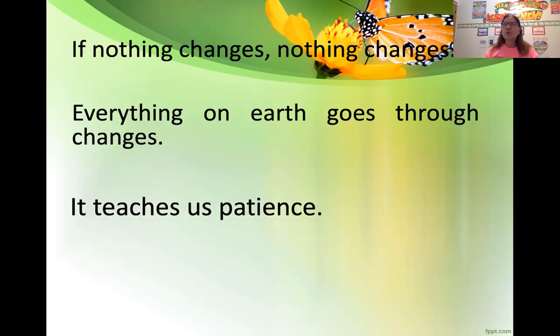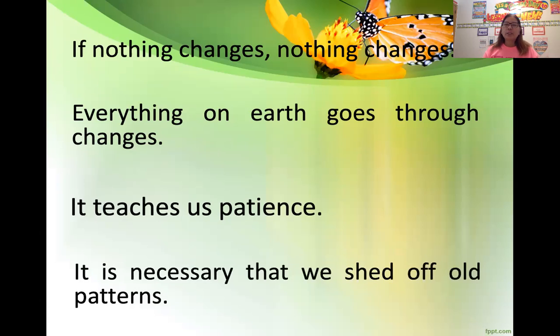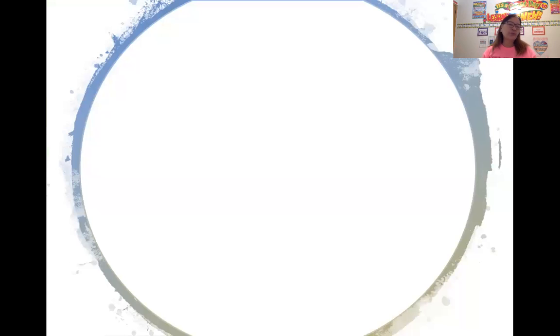Another one is that one of the stages in the life cycle teaches us patience, or to be patient. And patience is a virtue. And then it is necessary that we shed off old patterns. So whatever our old vicious ways, we can always shed that off. Shedding off means change it for the better, take it out of our way, or simply wearing it off.